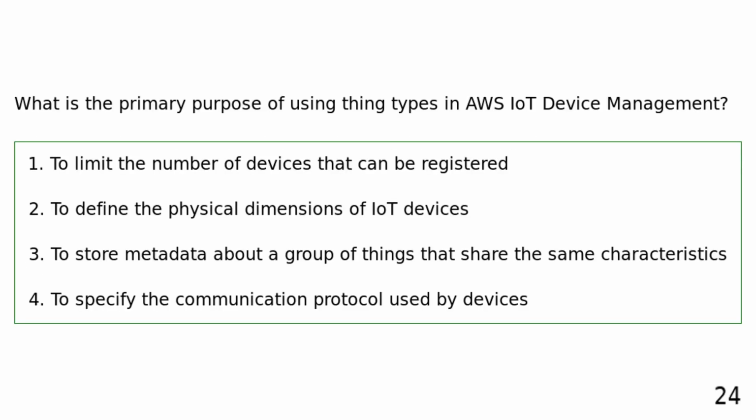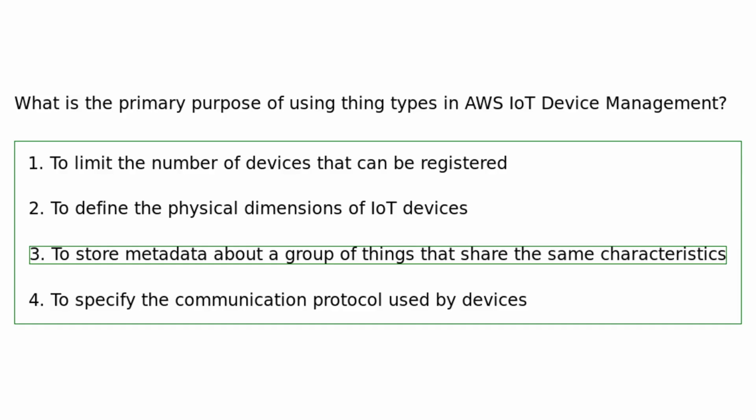What is the primary purpose of using thing types in AWS IoT Device Management? To limit the number of devices that can be registered. To define the physical dimensions of IoT devices. To store metadata about a group of things that share the same characteristics. To specify the communication protocol used by devices.